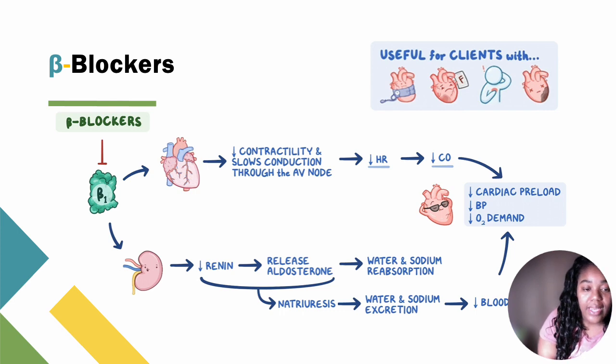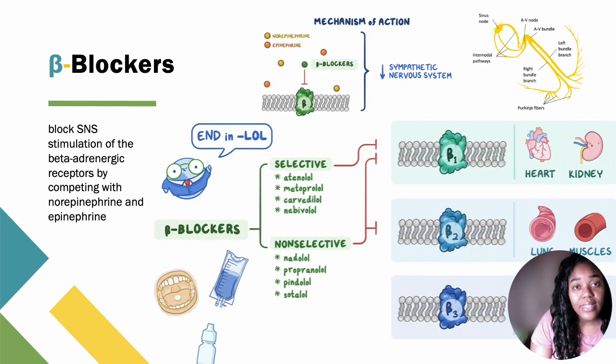So again, I just want you to review this slide and make sure that you're understanding that when we have beta blockers, it does decrease blood pressure through the heart in these areas, and it also decreases blood pressure through the kidneys in these areas. As it relates to our beta blockers, they inhibit the action of the sympathetic nervous system. That means they are decreasing that action.